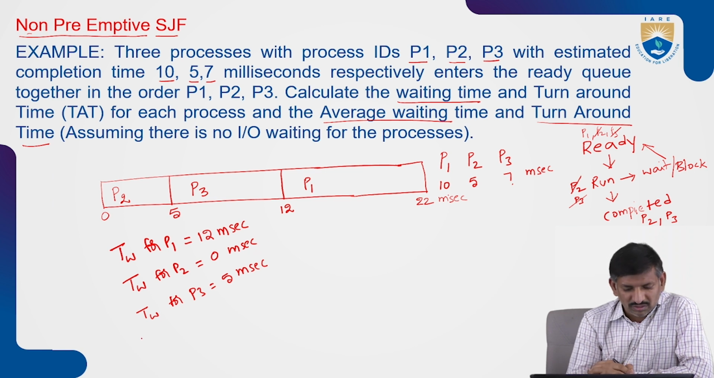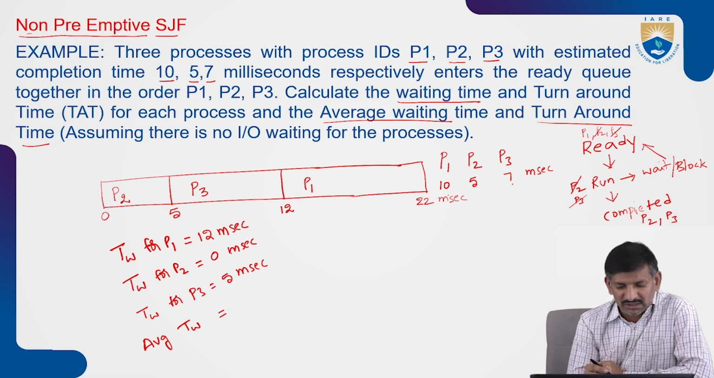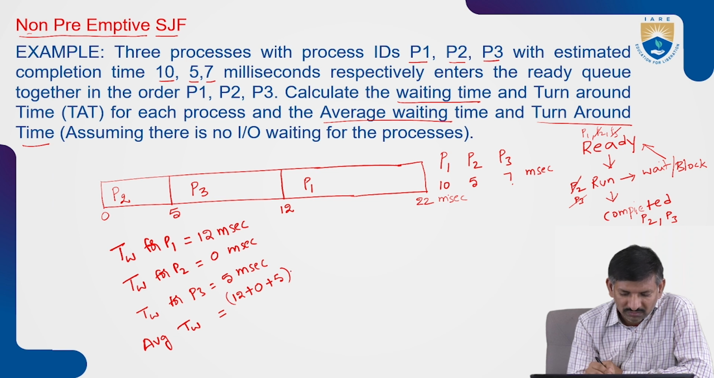So the average waiting time for this requirement is the sum of all these waiting times, 12 plus 0 plus 5, divided by the total number of processes, which is 5.67 milliseconds on average.